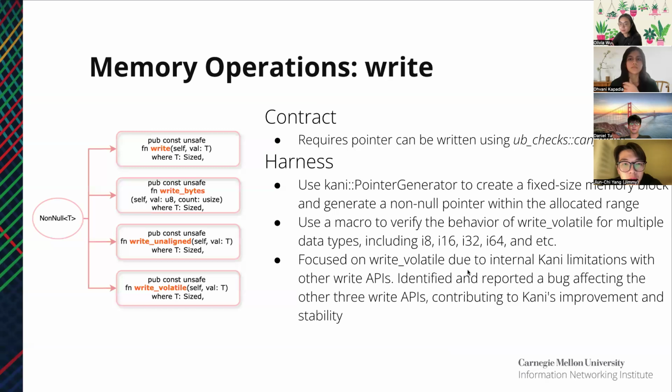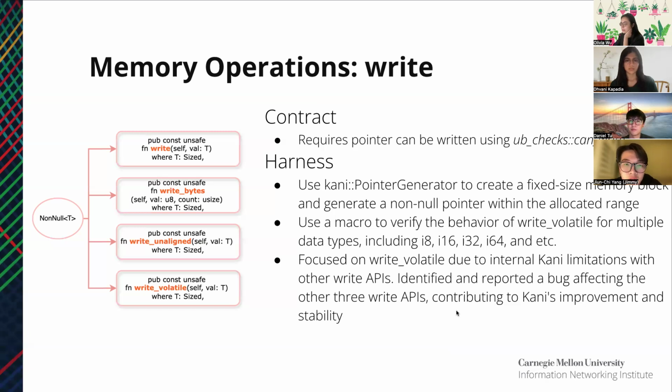Okay, so now I'm going to talk about the four write APIs that we contributed. The first one, write, writes a value to the location pointed to. Write bytes basically writes a specified number of bytes, count, of the value into memory. And thirdly, we have write unaligned. It handles writing to unaligned memory locations. Lastly, we have write volatile. It ensures each write occurs without being optimized away, which is critical for hardware interactions.